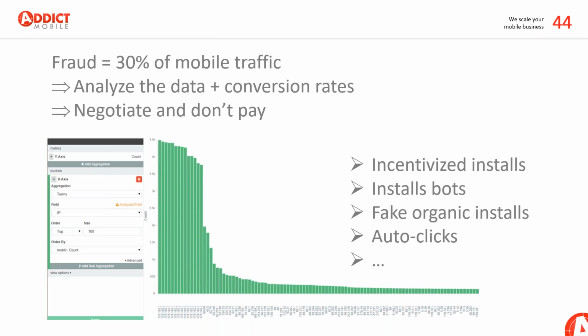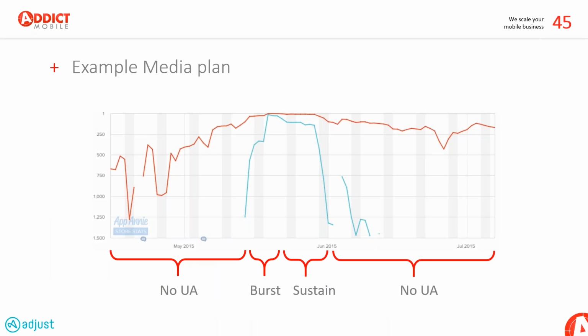To finish this part, I will just give you a few slides on an example of a media plan. This is, for example, the ranking of your application in the App Store. The higher the curve is, the higher you are in the ranking. Before the blue line, there is no user acquisition.